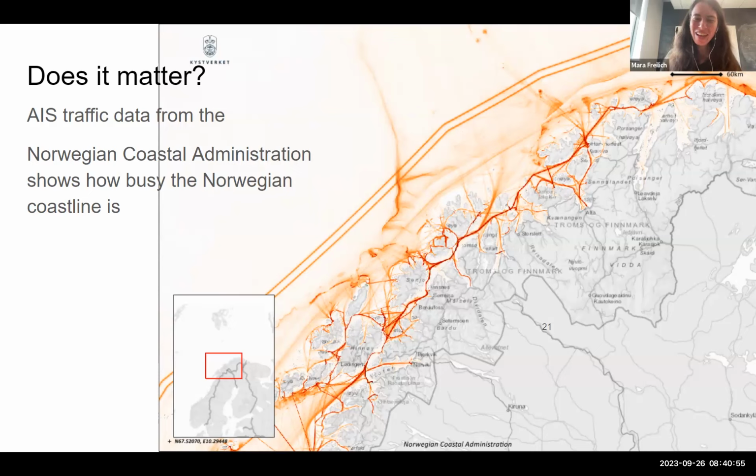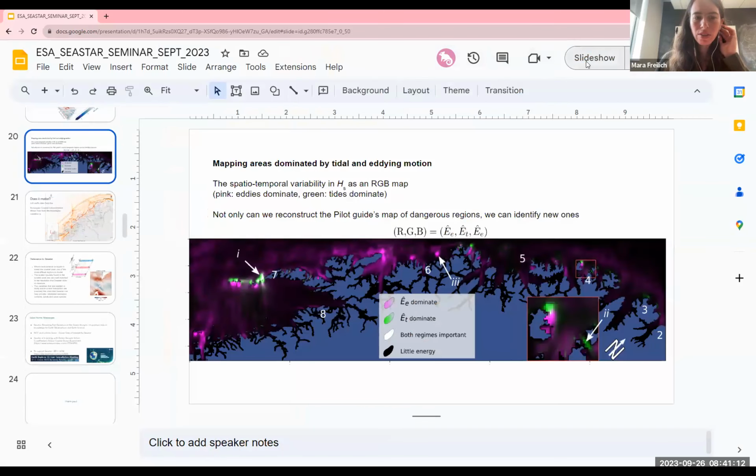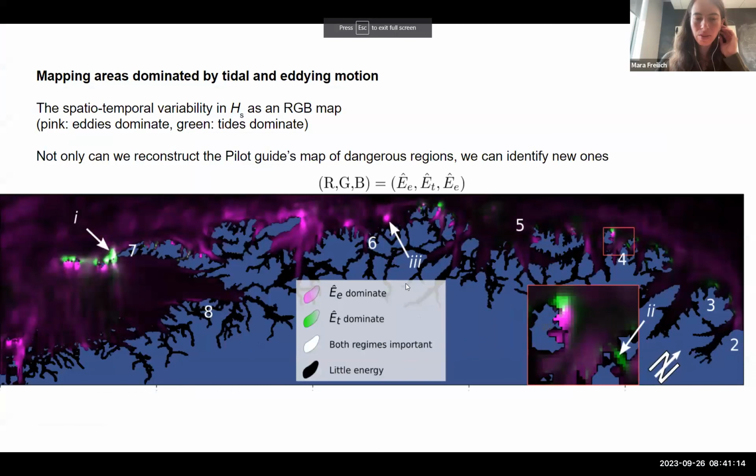I had a question about this work as well, and I was wondering if you could expand on the implications of the tidal versus eddy-driven hotspots in your previous map. In particular, if they differ in their temporal variability and temporal patterns, in addition to the spatial distribution of those.